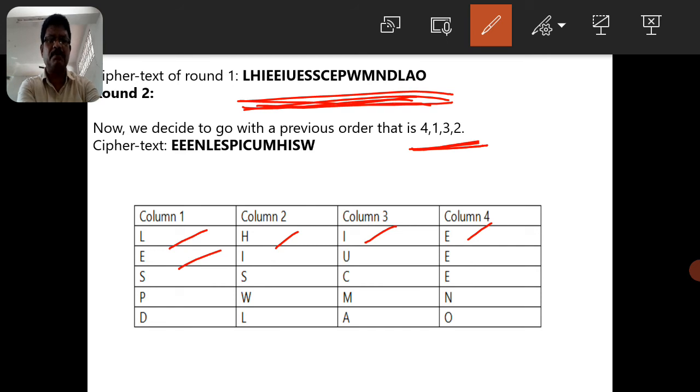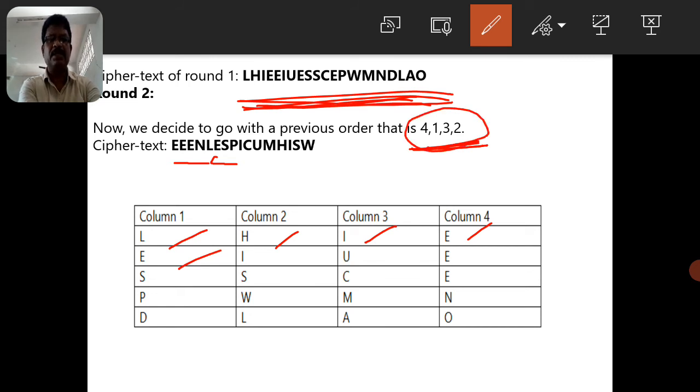So the first one is EEE N. The same message you have to consider: EEEN L, EEEN O, and the second one is LESPD, LESP. Here one column should be omitted, so except for that particular round one, I have to take each and every column wise message. The column wise order is taken as 4132 here.